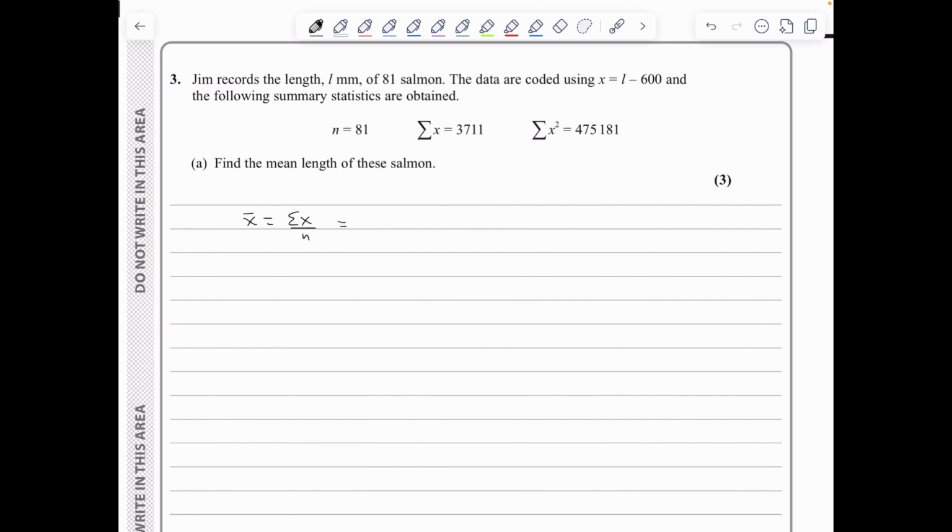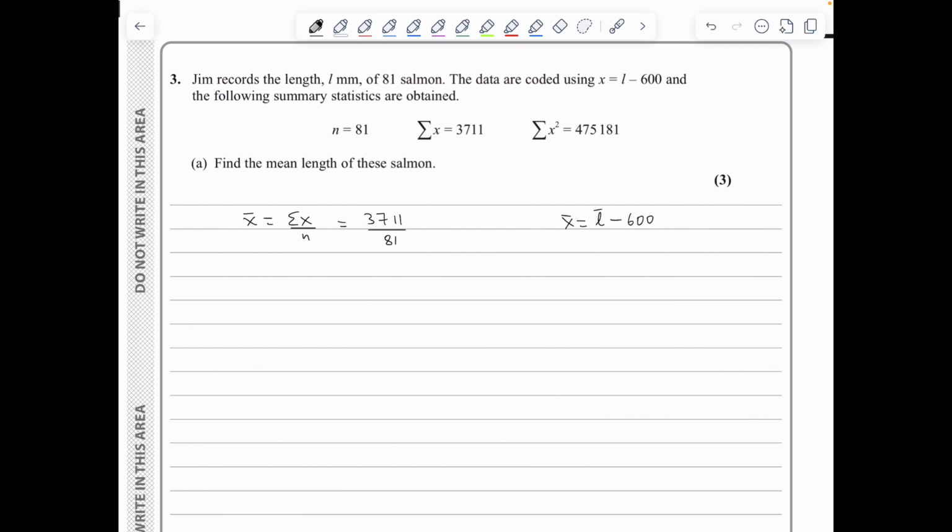This is equal to 3,711 over 81. And I will proceed in finding L bar, which is the actual mean length of the salmon. Well, we know that if x is L minus 600, then the mean is affected in exactly the same way. So x bar is L bar minus 600.